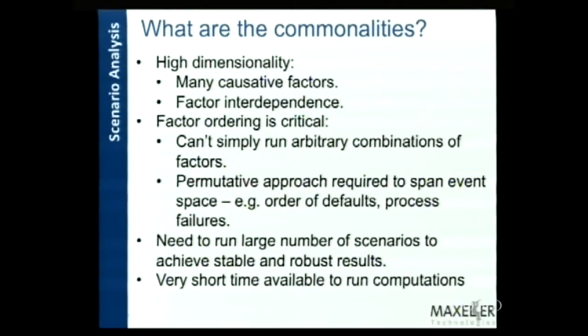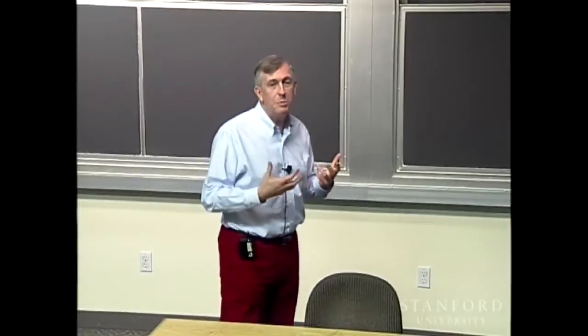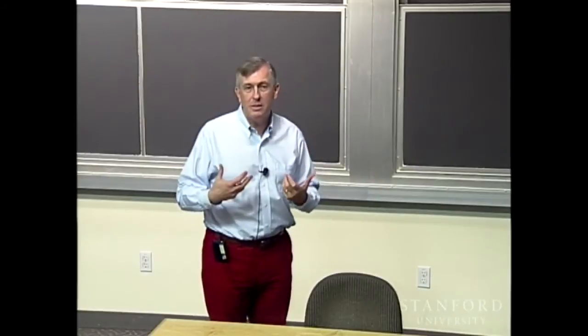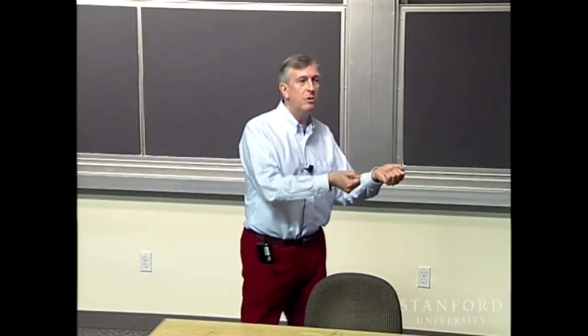So what are the commonalities in these problems? Well, high dimensionality, many causative factors, factor interdependence. Clearly there's a lot of feedback here in factors, one between the other. Factor ordering is critical. We can't simply run arbitrary combinations of factors, and that's what many institutions do. They sit down and they say, well, here's today's environment, we'll simply bump it by 50% up and 50% down. We'll do this and we'll do this, and it's very arbitrary. Effectively they're not spanning the event space. They're not doing it consistently. They're simply doing the combinatorics.